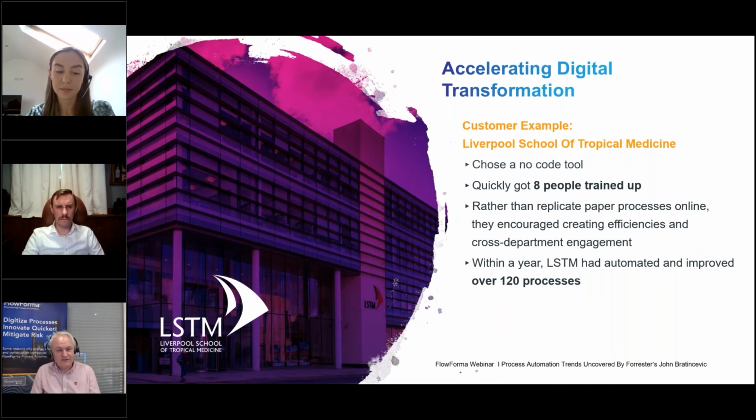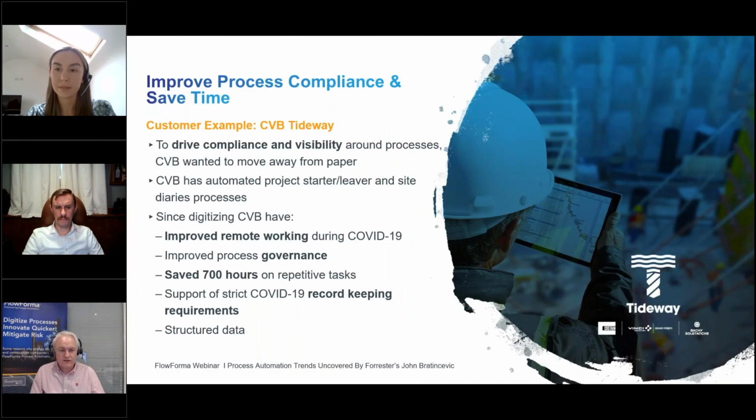So they started off with the finance department, but that then expanded out to the general operations, HR, and so on. Okay, on the second one, we're going to talk about CVB Tideway. And the CVB Tideway is a very large construction project, civil construction project in London.